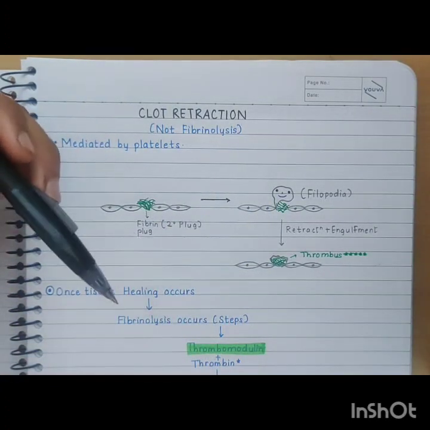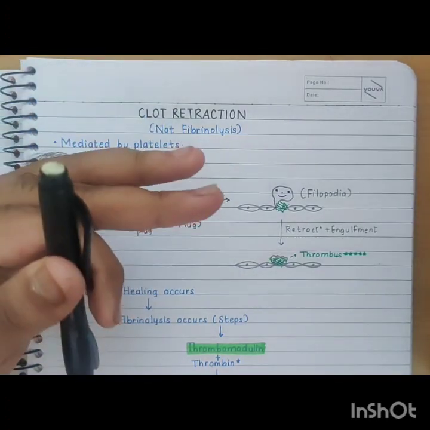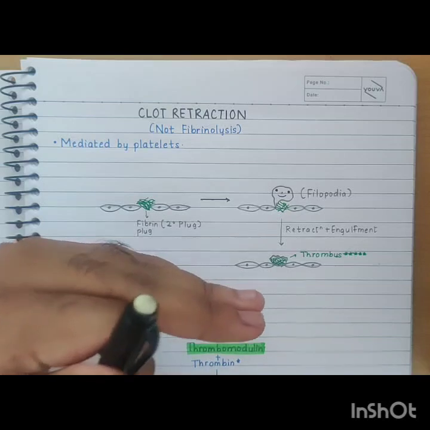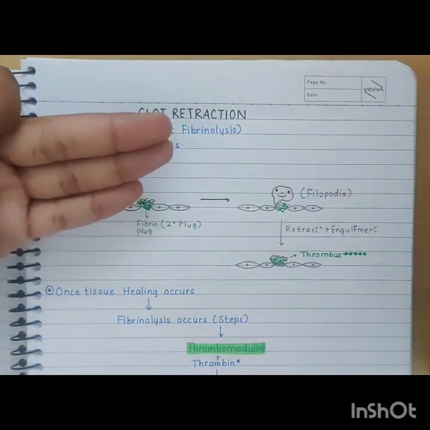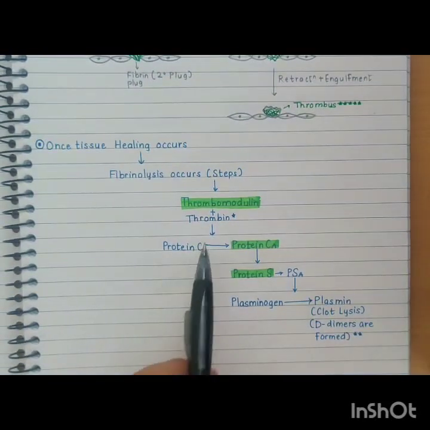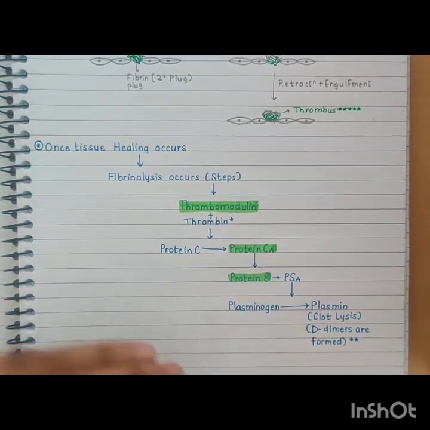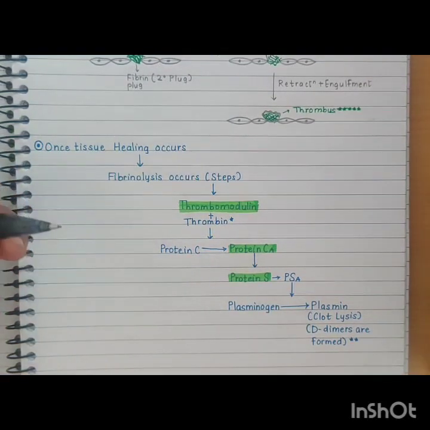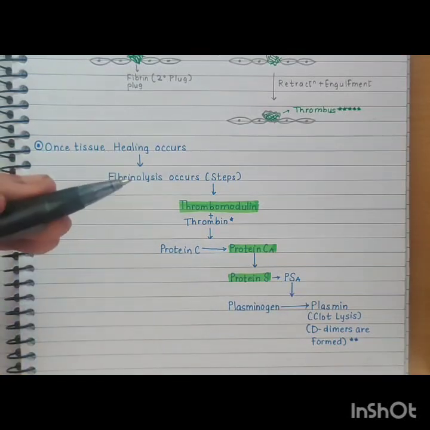So fibrinolysis is going to be the removal of this thrombus once the tissue healing has occurred. Now there is no need for the thrombus or the mass to remain there. So now the fibrinolytic pathway will be activated. Now here I'll explain the dual nature of thrombin. Once the tissue is actually healed, the endothelium is formed again, so there is a new endothelial formation.